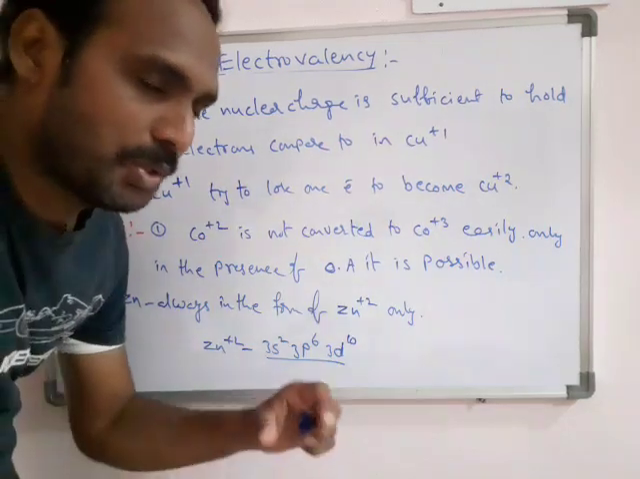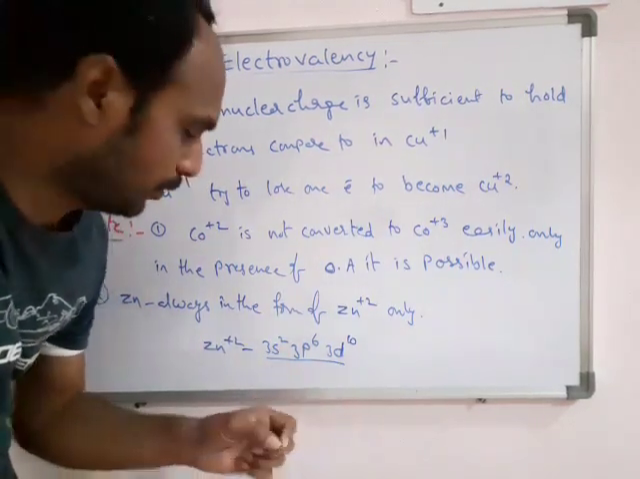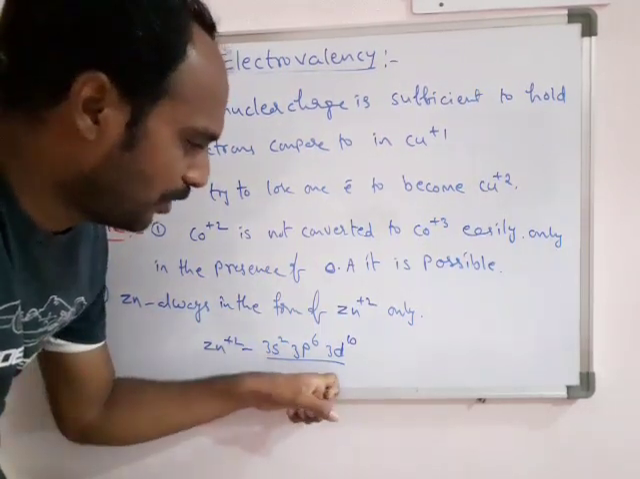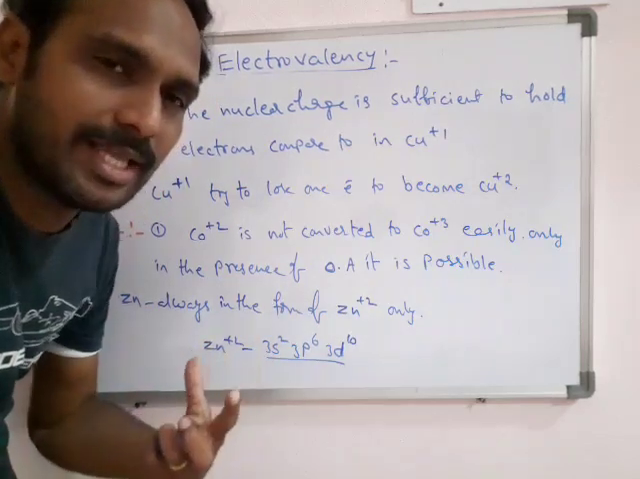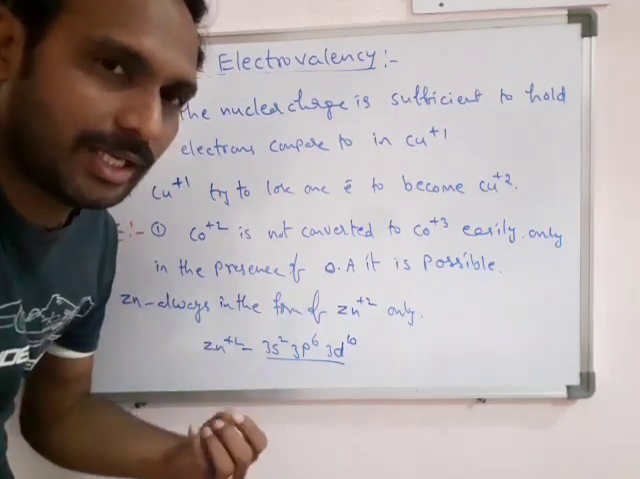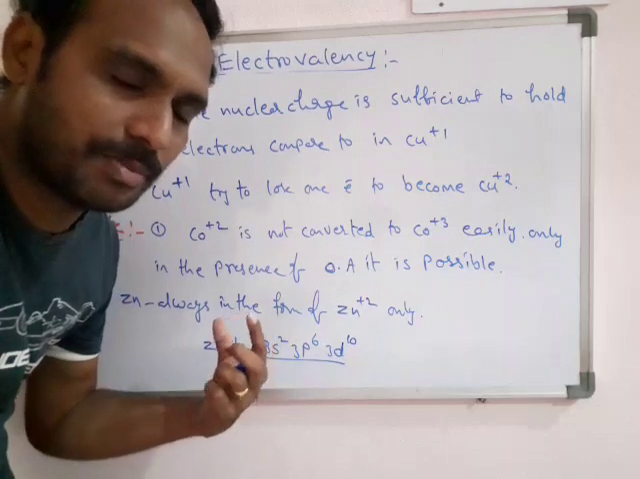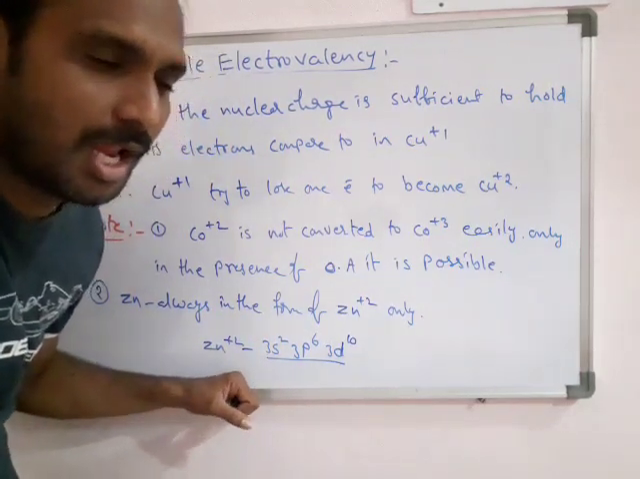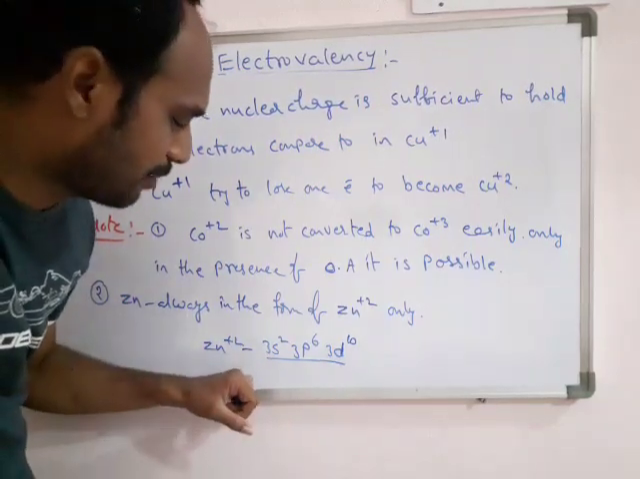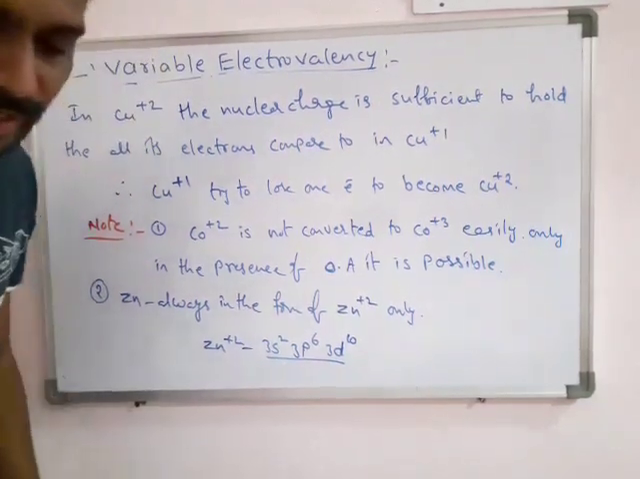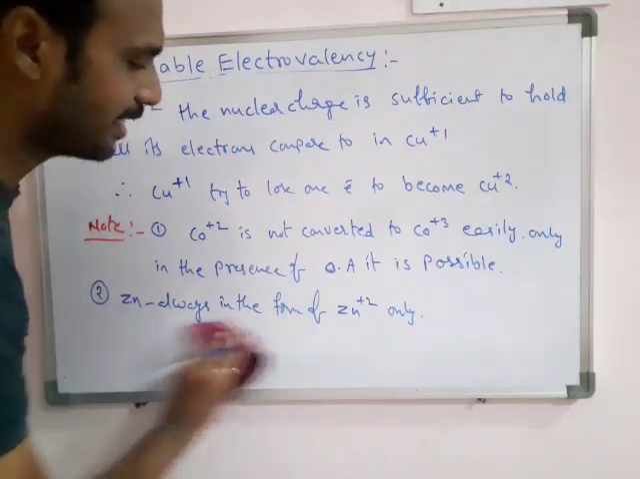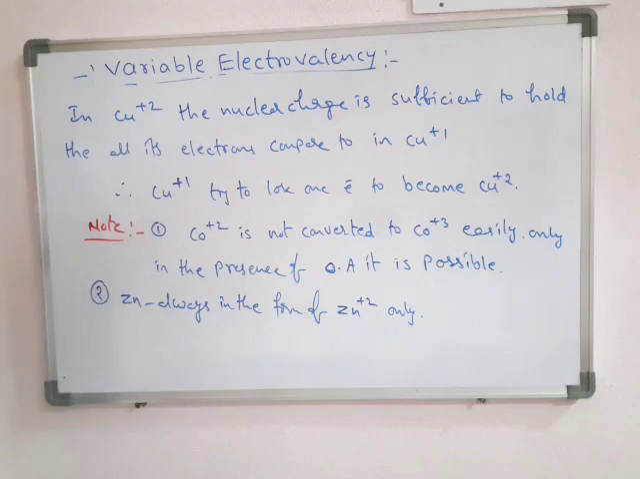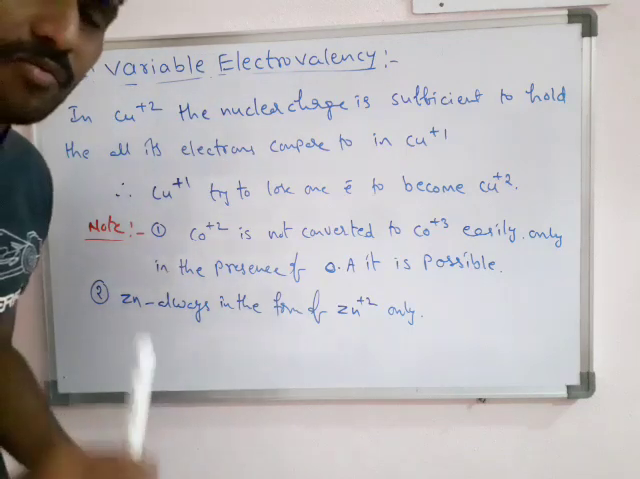But the number of protons in cupric is different from the number of protons in zinc. Since zinc has 3d10, it is perfectly holding the electrons. The nuclear charge is different. So that's why for zinc, 3d10 is the only stable configuration. It does not lose any more electrons. So this is one of the reasons for variable electrovalency.